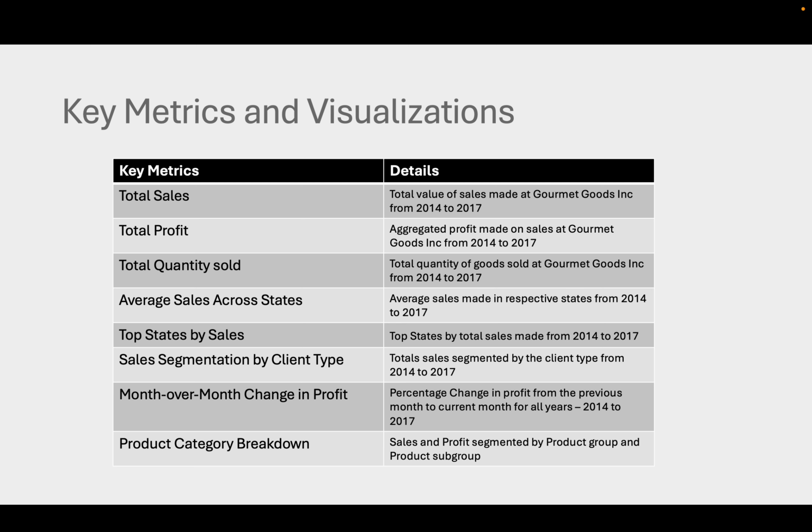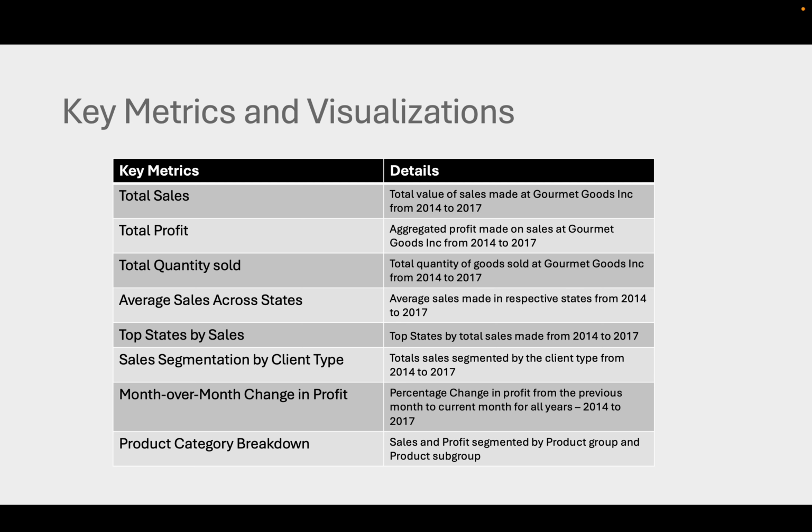However, if we were to go from $20 in January to $40 in February, that would be a 100% change in profit. There is also bound to be a negative change. If it was $40 in January and the profit in February is now $20, then there is definitely a downward trend. Then the final metric is the product category breakdown.